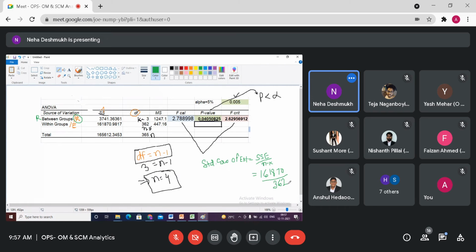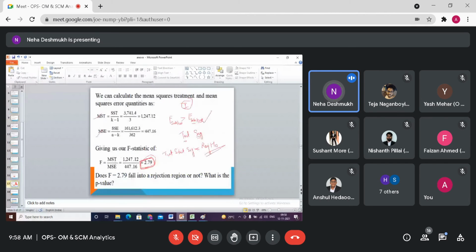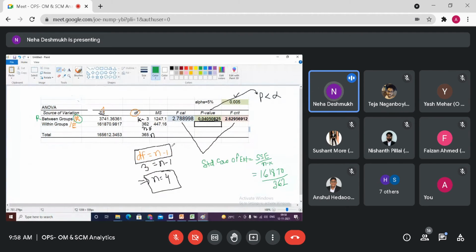Yes, class. Now, standard error of estimate is same as MSE, right? MSE, mean square of error. Yes, it is same as mean square of error.